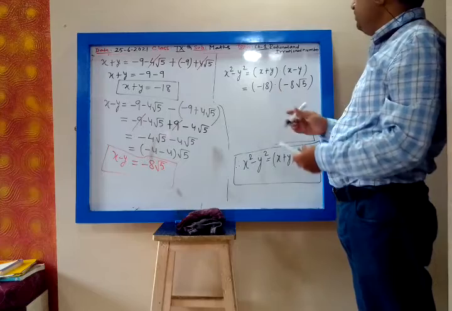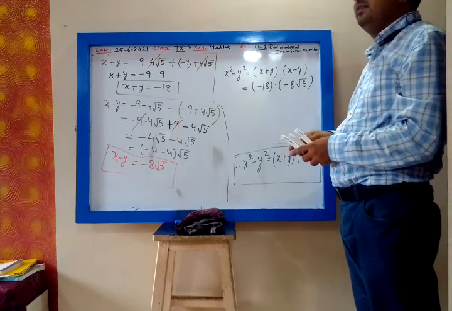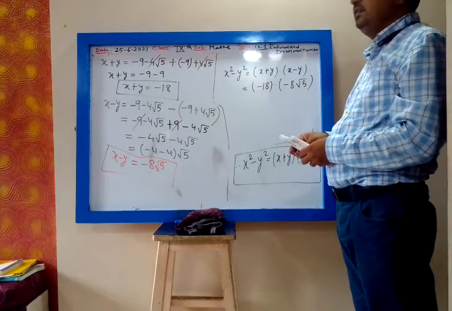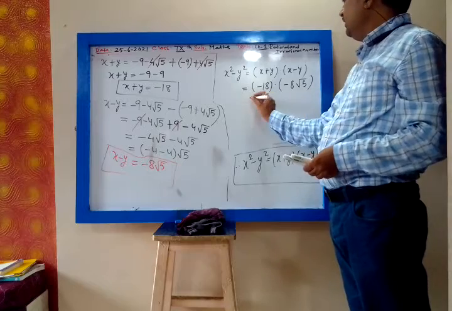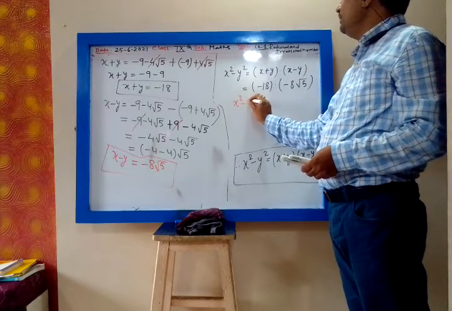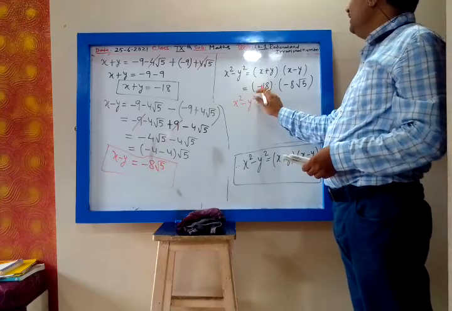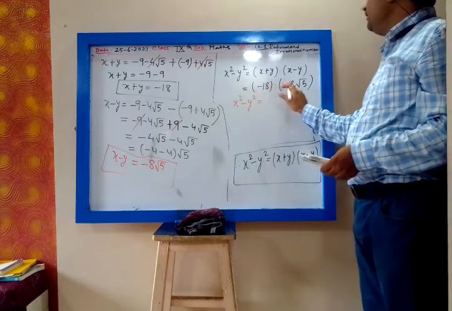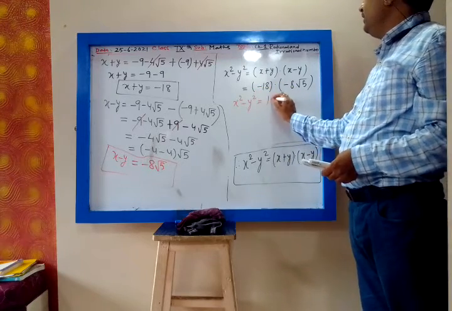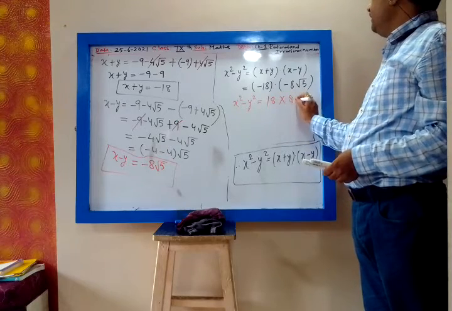Multiplication of minus will be plus. Yes or no? All of you are there in the group or not? Minus into minus will be plus. Then it will be 18 into 8 root 5. Multiply 8.